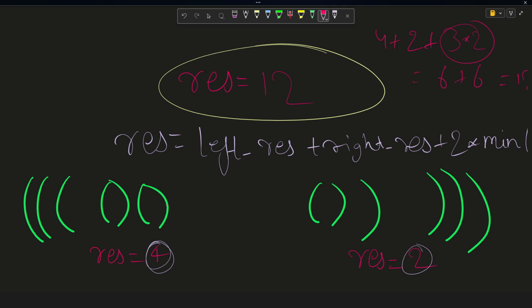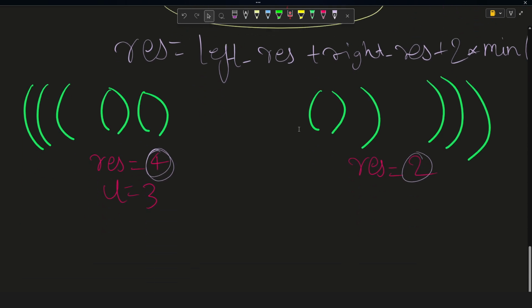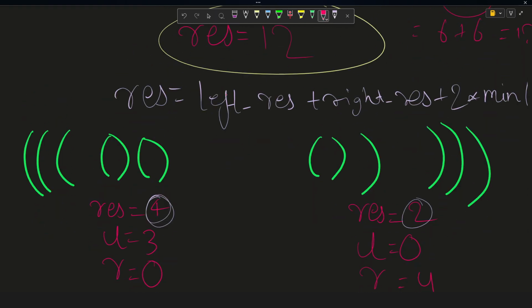So the result for this is 4, right? And what is the total number of left unmatched for this range? The left unmatched is 3, because 3 opening brackets are remaining unmatched, and hence the number of right unmatched brackets is 0 here. Similarly for this, the total number of left is 0 and the total number of right is 4, right? We derived the formula of result for the parent node like this, but we also have to recalculate the values of L and R, right?